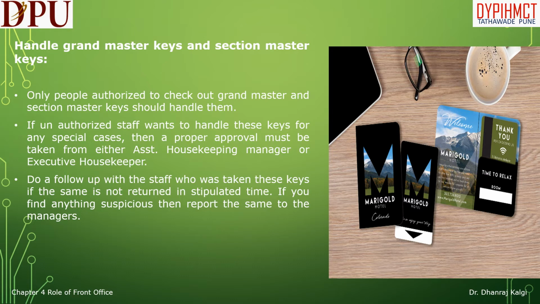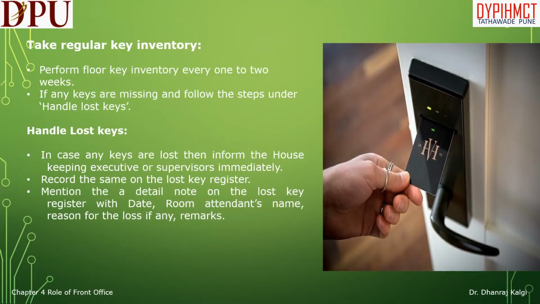If an authorized staff wants to handle these keys for any special cases, then a proper approval must be taken from either the assistant housekeeping manager or executive housekeeper. Do a follow-up with the staff who has taken these keys if they are not returned in the stipulated time. If you find anything suspicious, then report the same to the managers. Take regular key inventory. Perform floor key inventory every 1 to 2 weeks. If any keys are missing, follow the steps under "Handle lost keys".